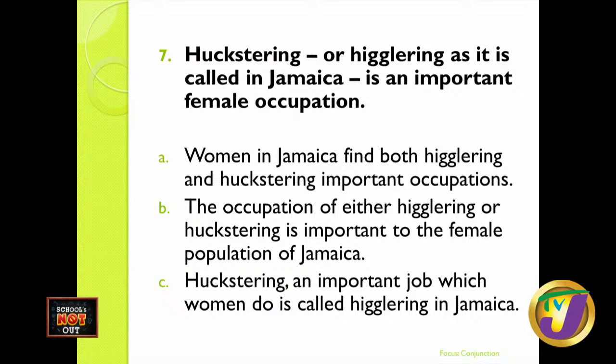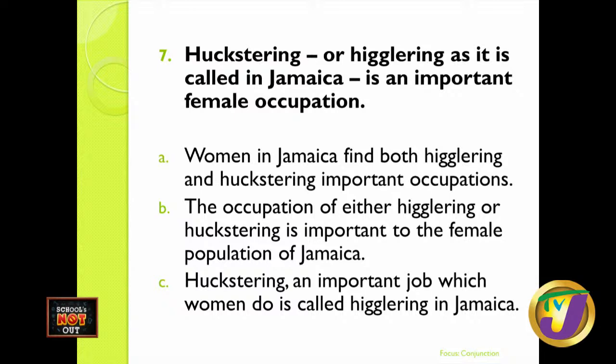Number 7 says, huckstering or higglering, as it is called in Jamaica, is an important female occupation. You know what huckstering is? See the word there, the synonym. Now, is the equivalent sentence A? Women in Jamaica find both higglering and huckstering important occupations.